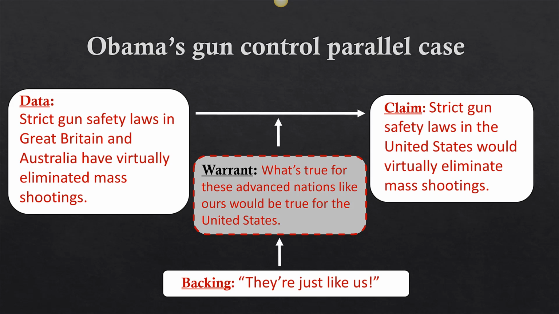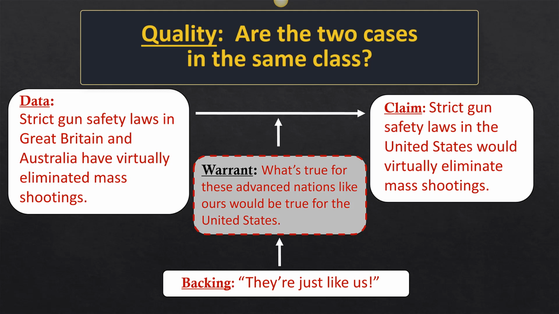So what we need to do is apply our tests of reasoning to see if this parallel case is going to work. So, test of quality. Do the cases being compared belong to the same class of objects? Well, Obama explicitly places Great Britain and Australia on one side and the United States on the other side within the general class of advanced nations, and specifically he makes reference to us as allies. So, the test of quality has at least a minimal success.